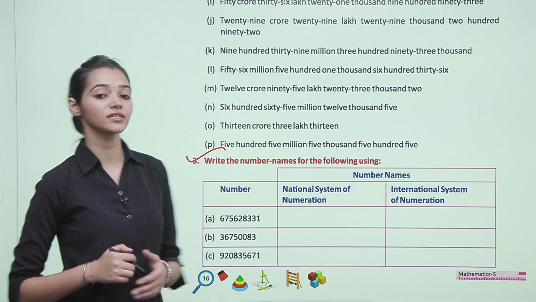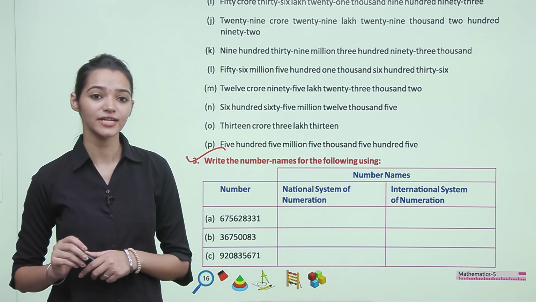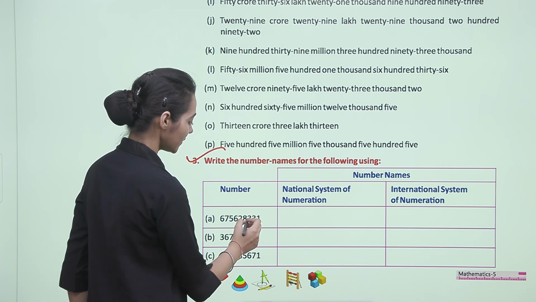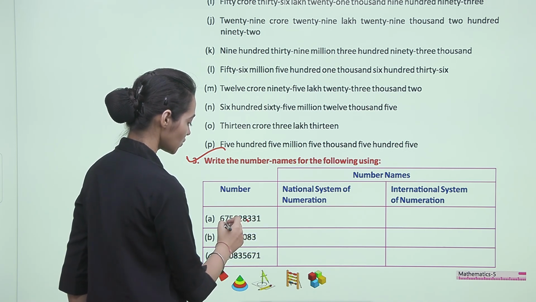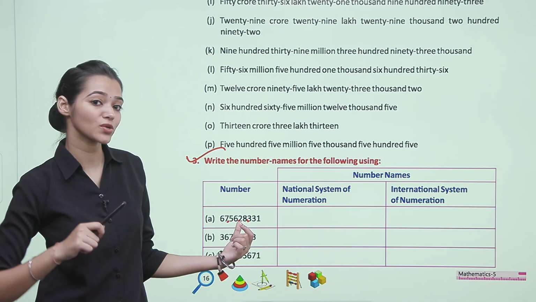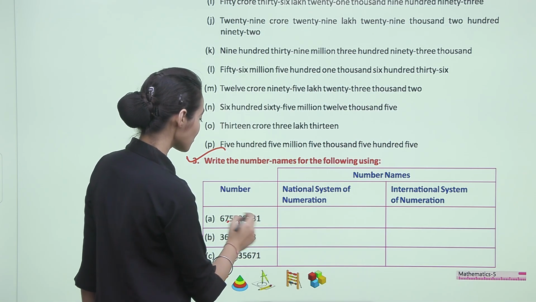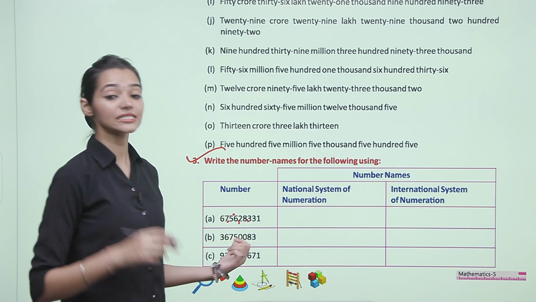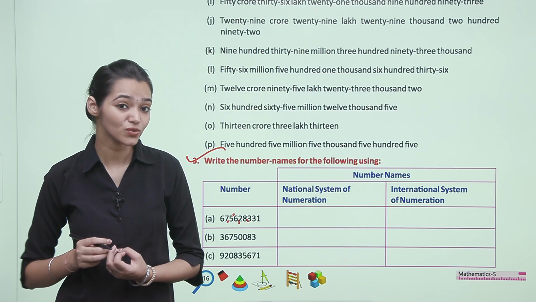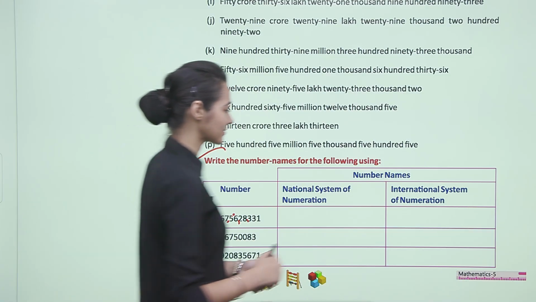In the next one, we have to write the number names using the Indian system of numeration and the international system of numeration. So according to the Indian system of numeration, it will be separated with 2. So the first one can be read as 67,56,28,331, and according to the international system of numeration, it can be read as 675,628,331. That's how we can complete the remaining ones.